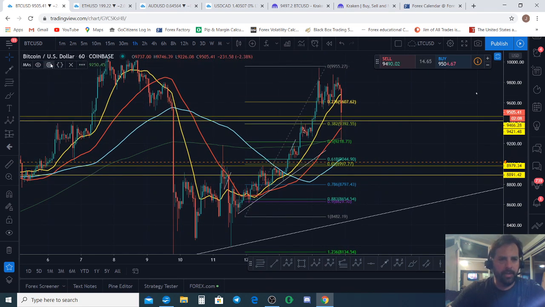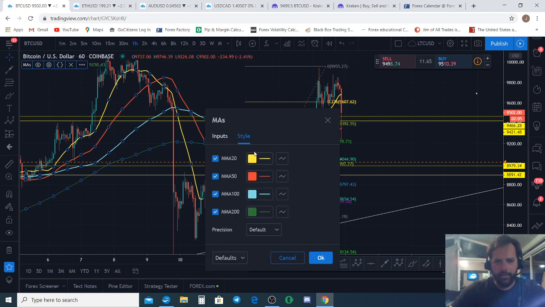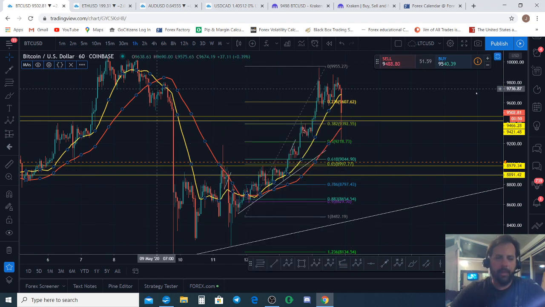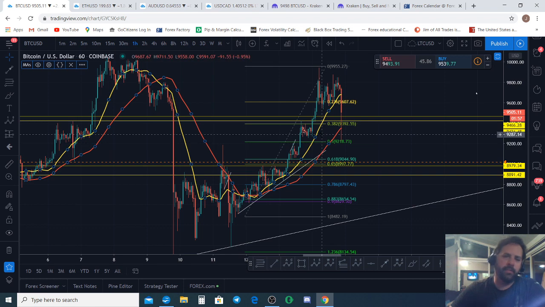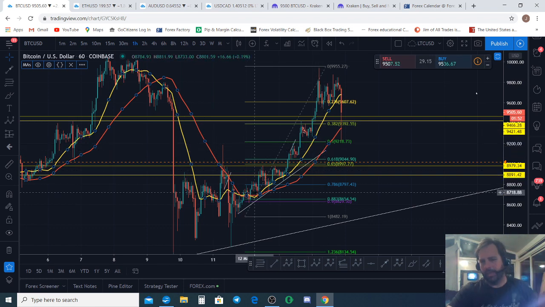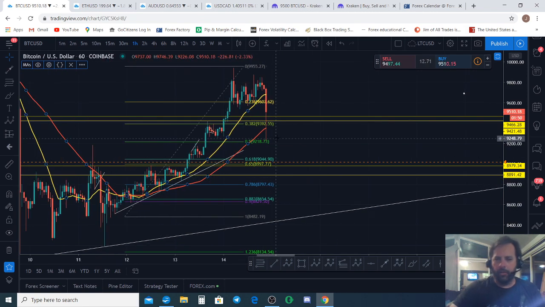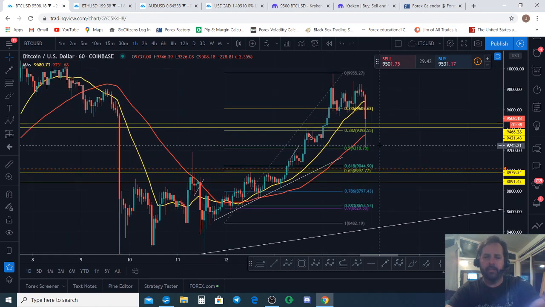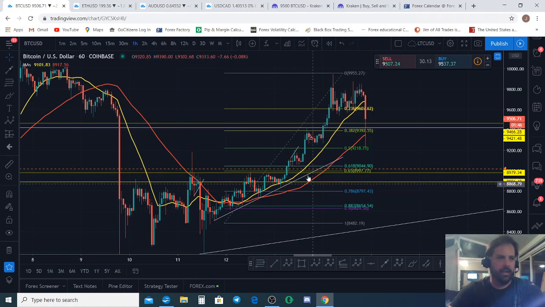First off, let me go to the settings here. I'm going to turn off the 100 and the 200, just noisy, and I'm going to keep my yellow, which is my 20. That's my fast moving average, and then I've got a 50, which is the slower moving average. And then the ultimate fast: you want to treat the price line, guys.